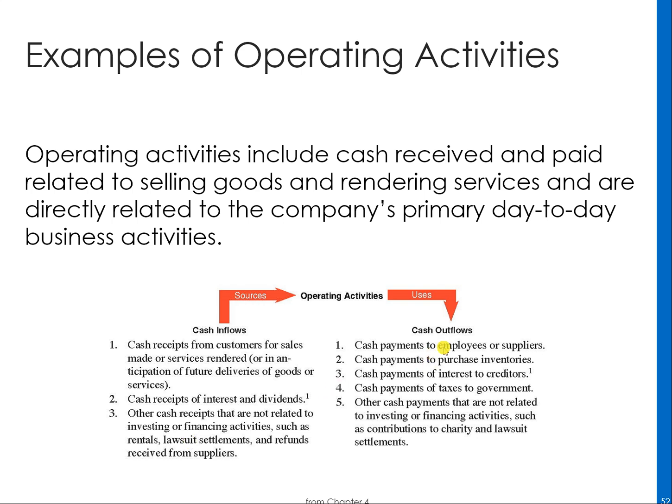Cash outflows, right? Like payments to employees, payments to suppliers, purchase of inventories. Okay, and here be careful. We have interest payments to creditors. These will be viewed as daily business activities. Interest payment is also an operating cash outflow. The tax payment to government, and contributions to charities, lawsuit settlements, those will also be viewed as cash outflows of operating activities.